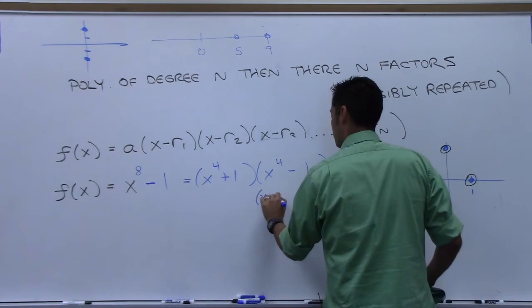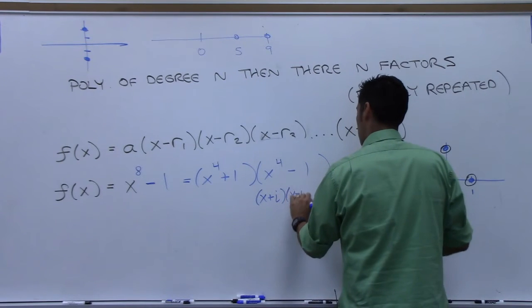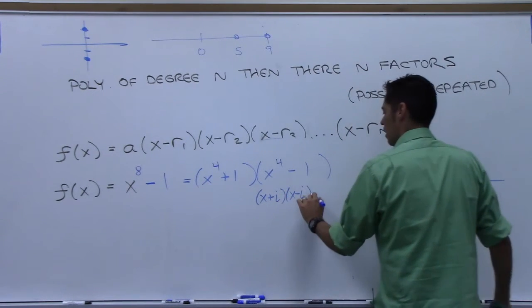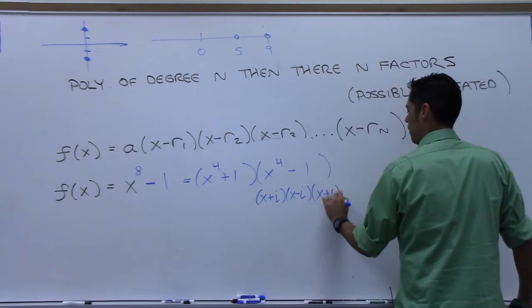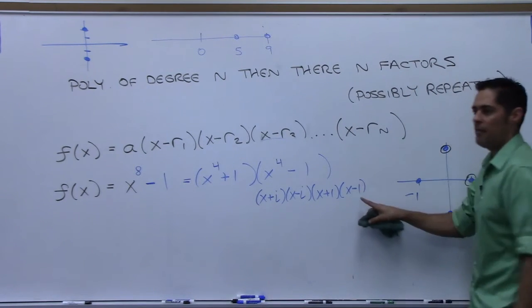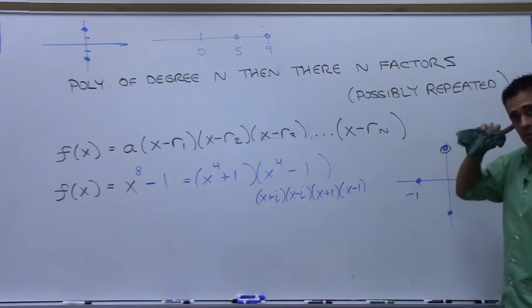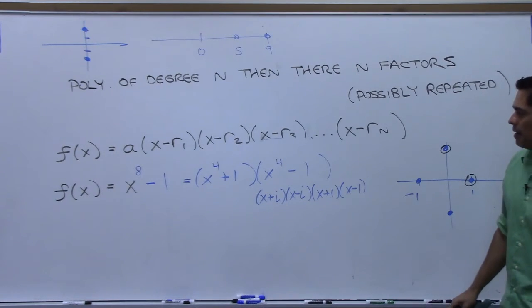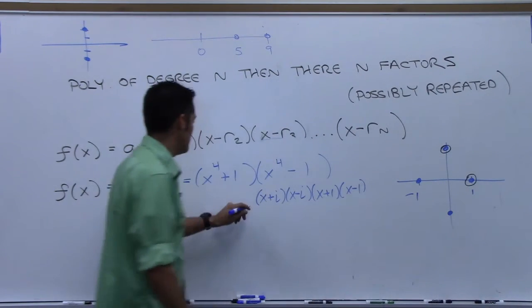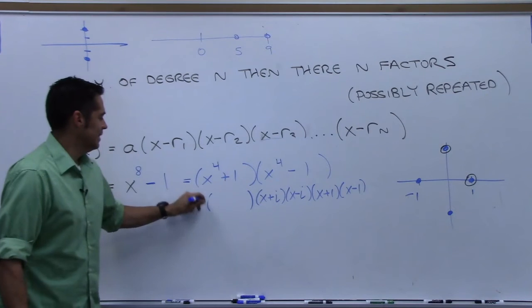x plus i, x minus i. What else? x plus 1, x minus 1. So we have that, right? So those are all going to be x squared. Yeah, 4 down, 4 to go. And now what about this one? What should that one break down to be?